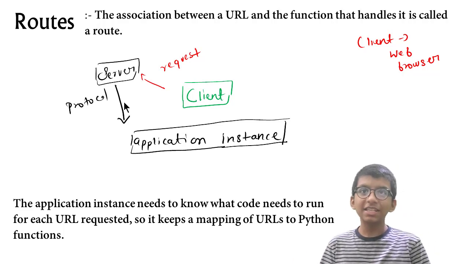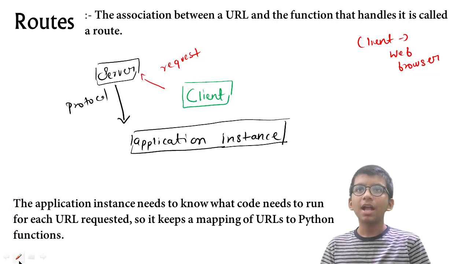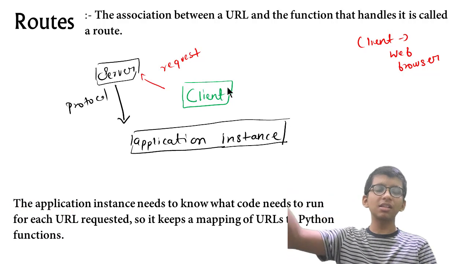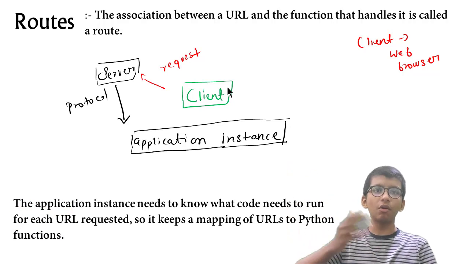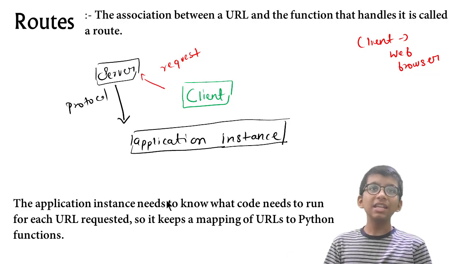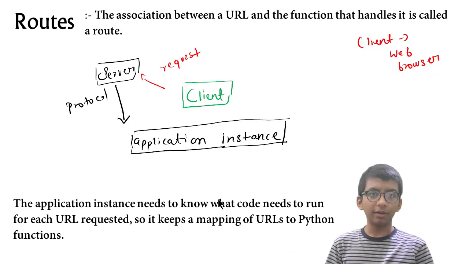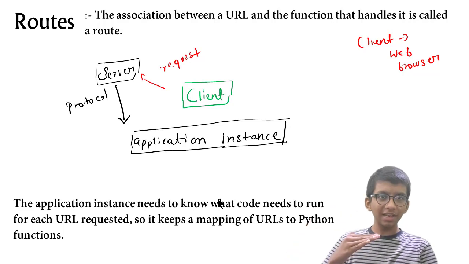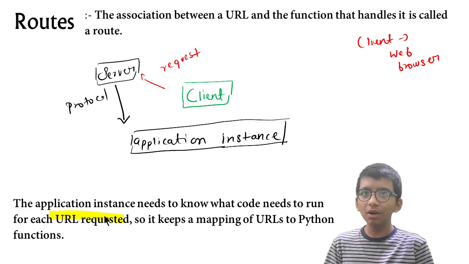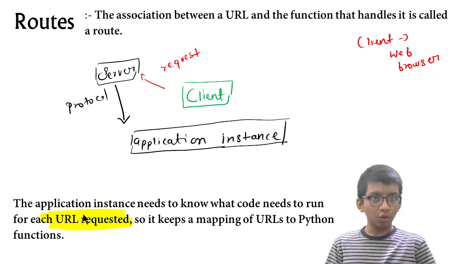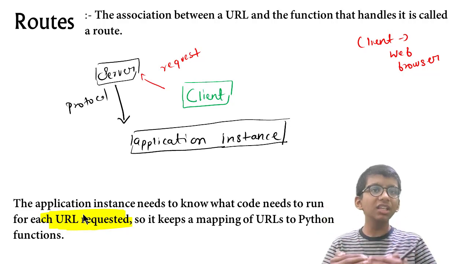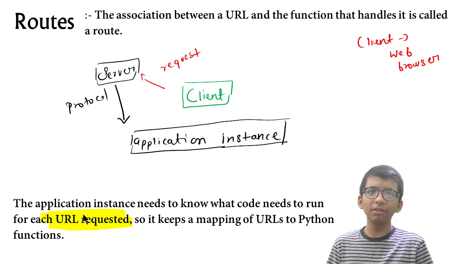What happens is what I've written here. After the server gets a request and passes it to the application instance or object, the application needs to know what code to run. It wants to know what code to run for the URL that is requested. So it keeps mapping the URLs to the Python functions.